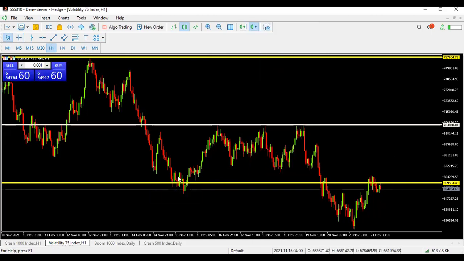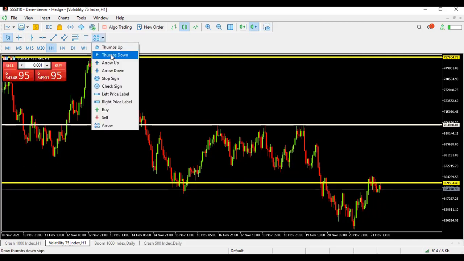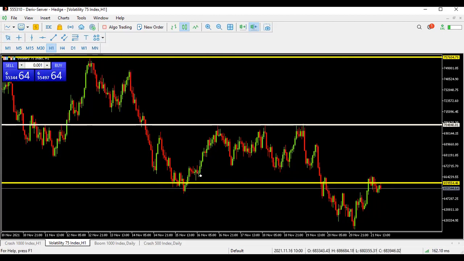Now, look at what price did. Imagine now you were looking for a sell. This is a confirmation candlestick. This one is a confirmation candlestick. So what do you do as a trader? What are you going to do? How do you now make your trades? It's very simple. As price was coming up here, you can put a sell limit here.